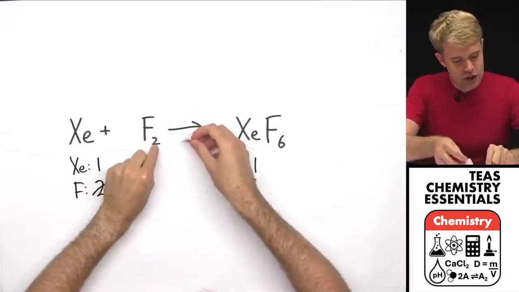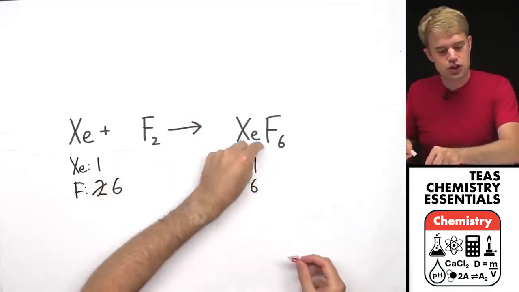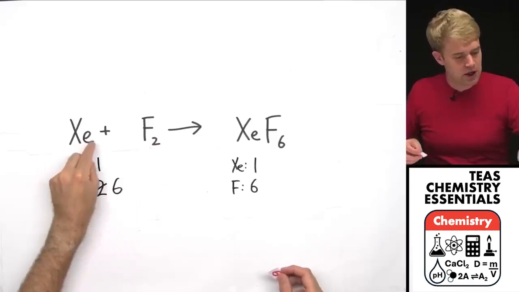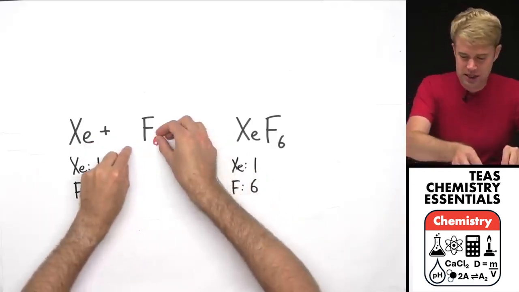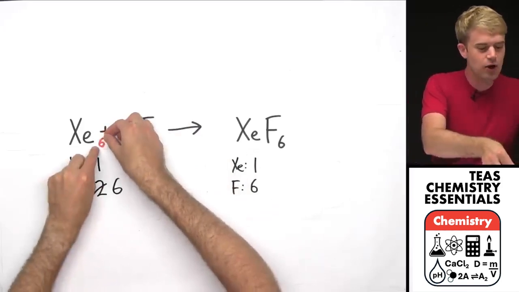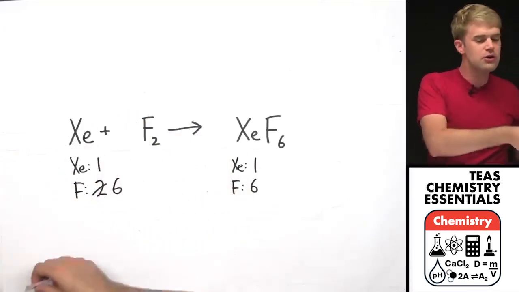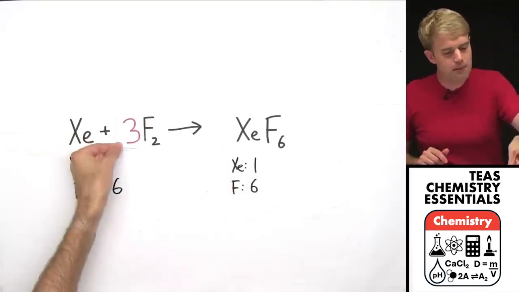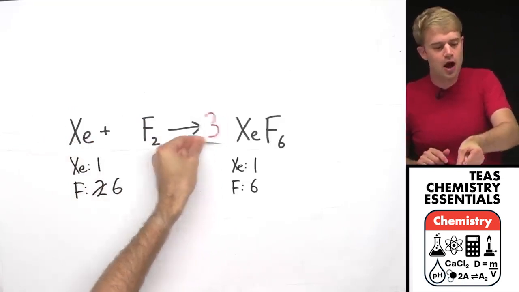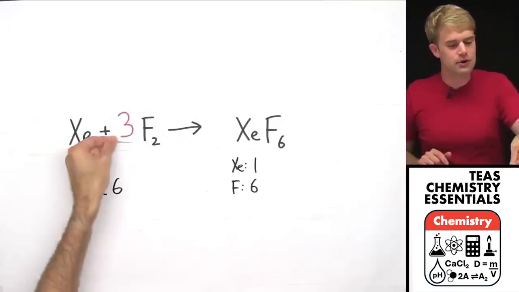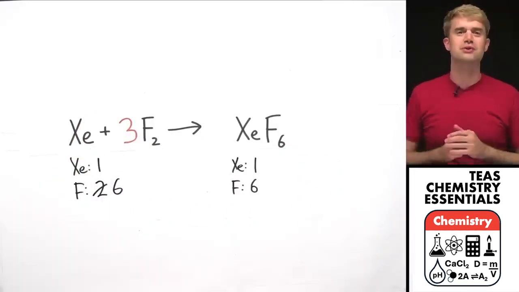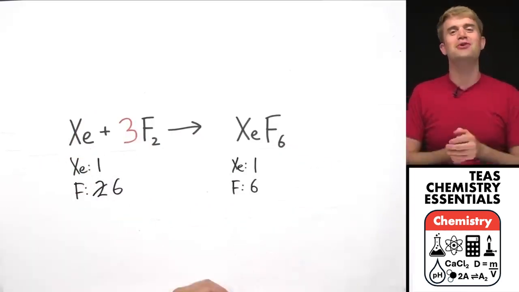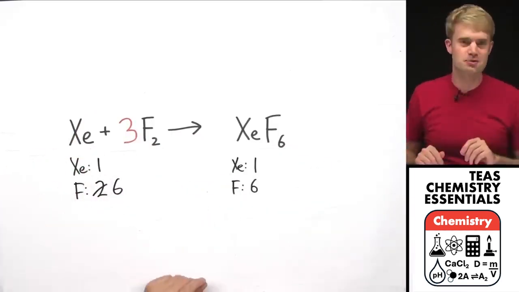You can't change these subscripts here. You can't change them, you can't add them. So you can't change this to a 6, you can't put a 6 here or anything like that. The only thing you can do is put numbers in front of the elements or compounds, okay? But you can't change or add the subscripts. Okay, so that's how you balance an equation. Let's do a whole bunch more practice.